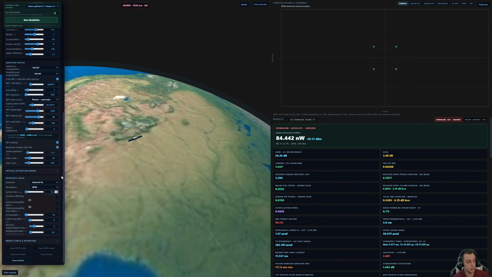Oh, and I also forgot to lower the baud rate down to 50. When we run this again, we get it even lower, 0.017. And so that's pretty reasonable to correct with forward error correction.